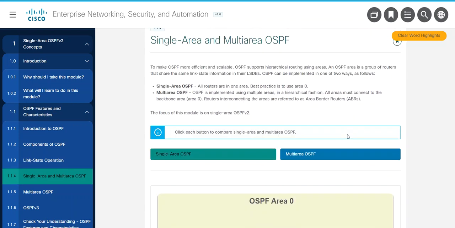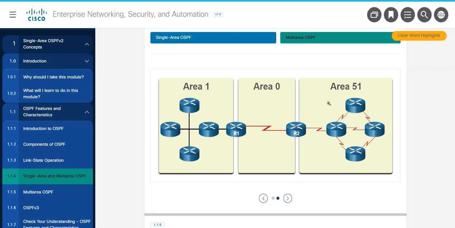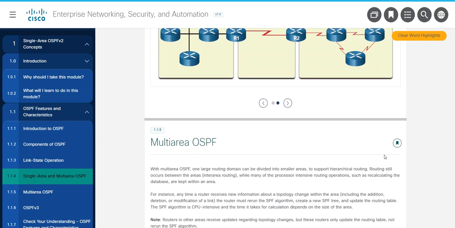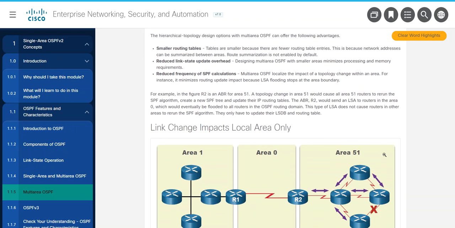Now, I mentioned earlier that you can have single area and multi-area OSPF. So single area, you'll see that all the devices belong to the same area. When you configure it, you actually have to configure OSPF to a specific area. Now, if you divide it up into multi-area, that means you have more than one area. So area 0 indicates the backbone network, and then you have your other 2 areas. So why would you want to have multi-area? Well, there's several advantages to doing that.